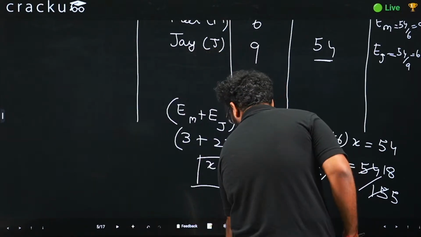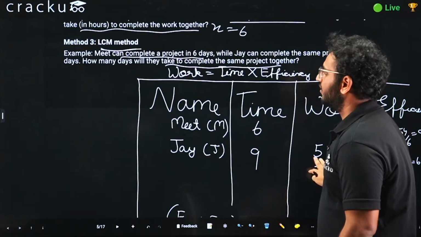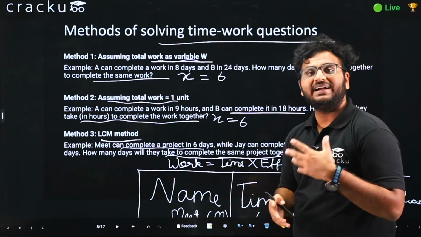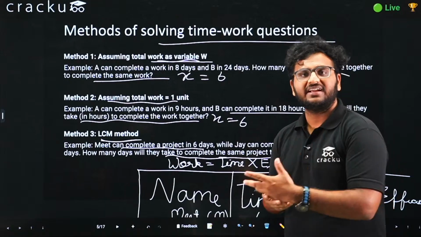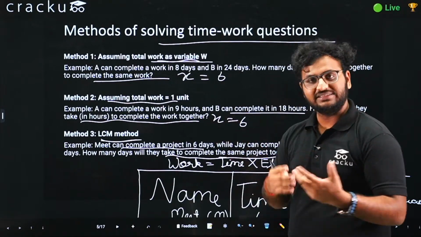So I hope you understood both of these methods: taking the work as W, or taking it as 1, or taking the LCM.